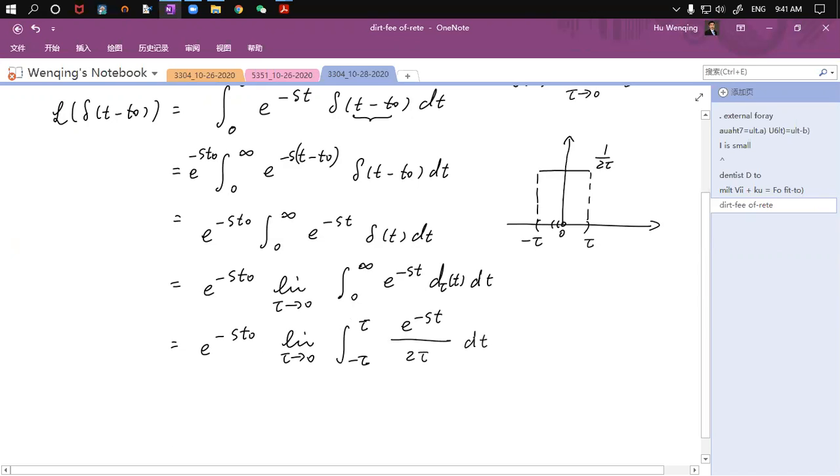But what is this limit? Well, you can see the denominator is going to 0, but what about the numerator?